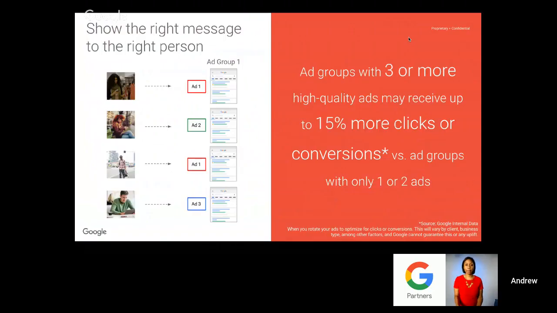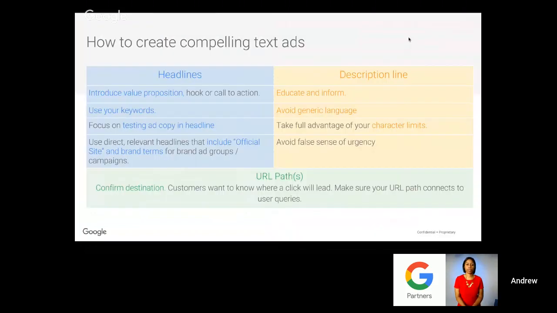And so ideally, by having 3 or more ads per ad group, you'll show the right message to the right person who's searching. Again, that message is one that will speak to them, entice them to click onto the website, and ideally take whatever action is most valuable to your client's business. Again, we've seen up to 15% more clicks or conversions from ad groups that have 3 or more ads rather than just 1 or 2.